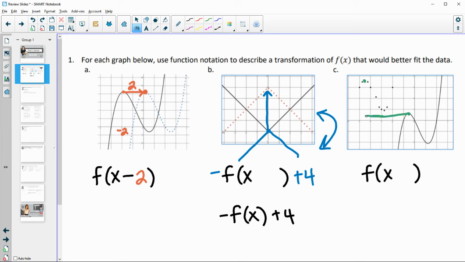And the left-right movement, so that's 1, 2, 3, 4 units to the left. So that's going to end up being a +4, so kind of opposite what it feels like on the inside. And then this up and down movement, okay, moves 1, 2, 3 units up. And that's going to be on the outside of our function, exactly what it feels like. So f of x +4 and then +3.